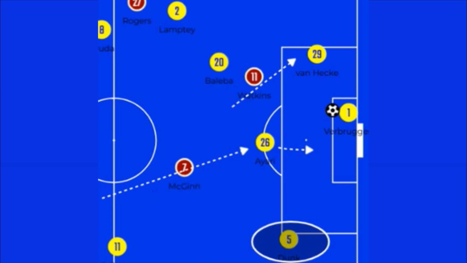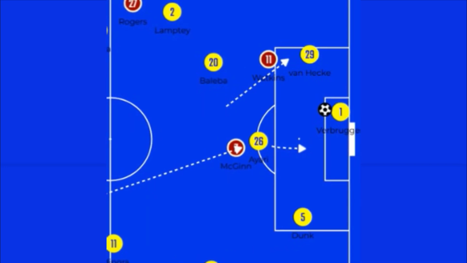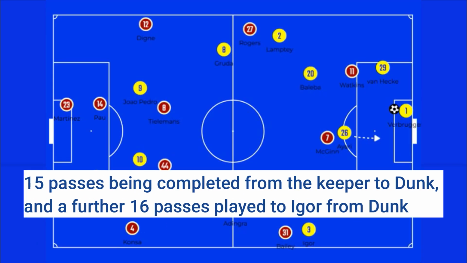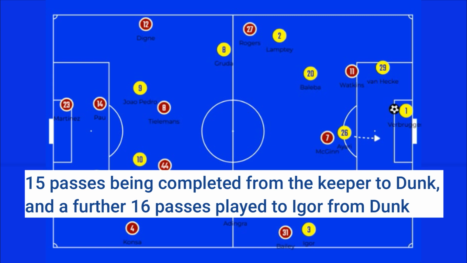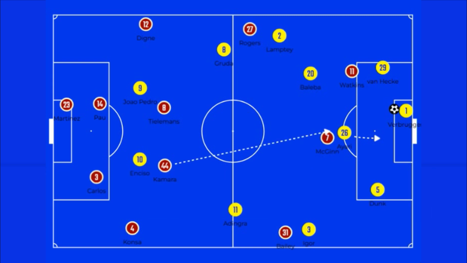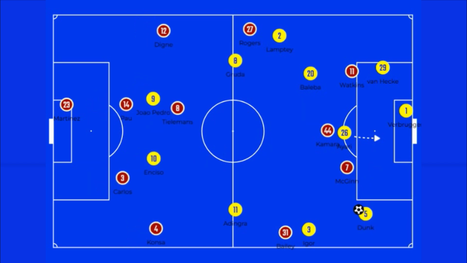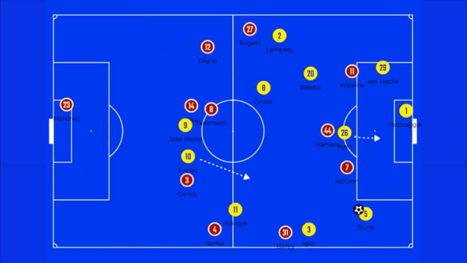As well as the keeper, this left Dunk as the spare player, with 15 passes being completed from the keeper to Dunk, and a further 16 played to Igor from Dunk. A Villa midfielder had to press up onto Ayari before McGinn could press the left centre-back. By this time, Dunk already had an angle to play a pass into a forward, dropping between the lines. However, his runs were tracked by a defender.